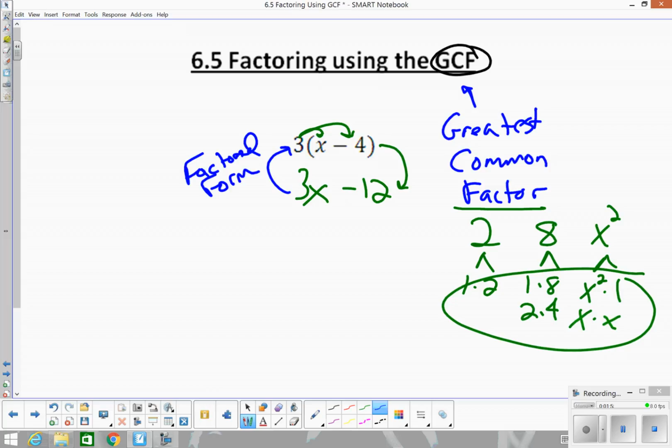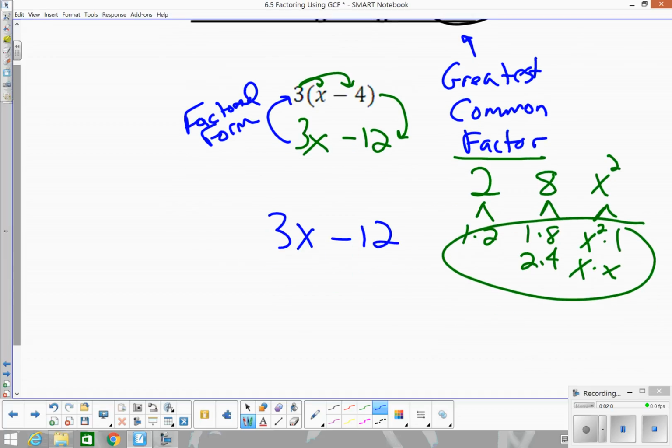So let's start with 3x minus 12. I'm going to start with the numbers first. So I have 3 and I have 12. I want to say, what are the factors of 3? Factors of 3, 1 times 3, that's it. About 12. 1 times 12, 2 times 6, 3 times 4. So those are my factors.